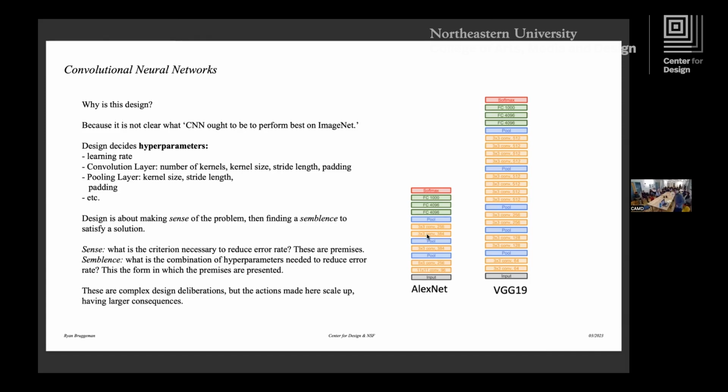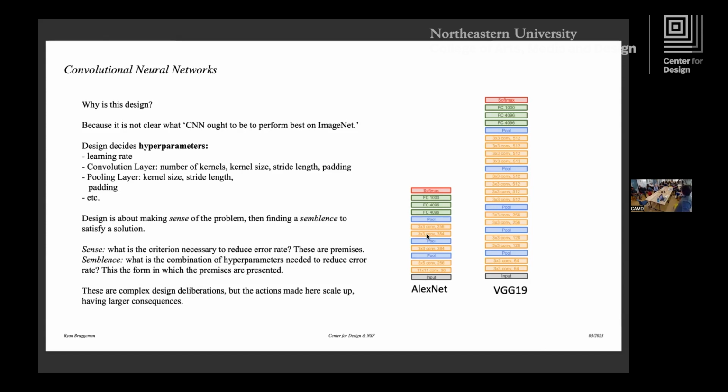So design, they say, is about making sense of the problem and finding a semblance to that solution. Okay, so what is the sense? Like, what is the criterion necessary to reduce the error? These are premises that have to go into the consideration of a CNN in this case. What is a combination of these different hyperparameters to reduce error rate? This is the form in which these premises are presented.